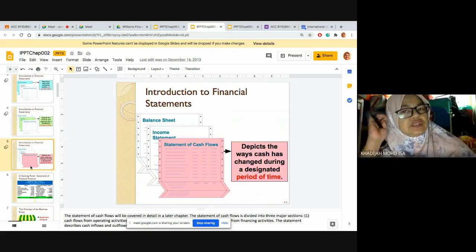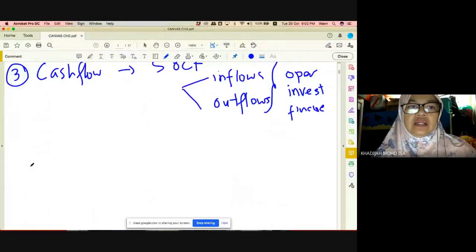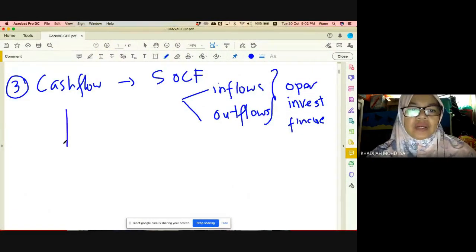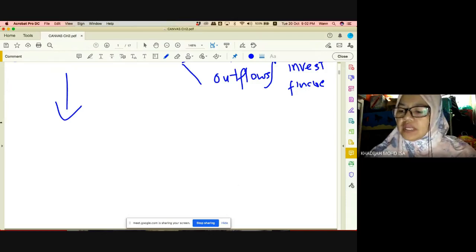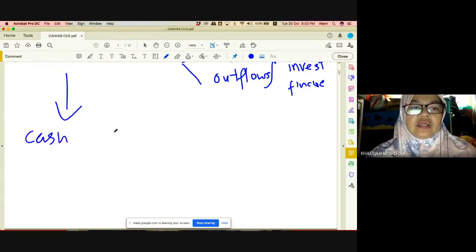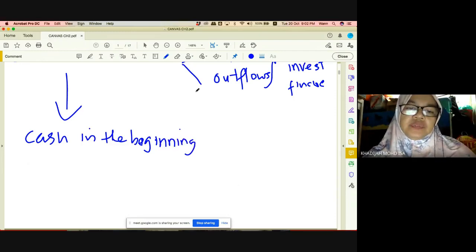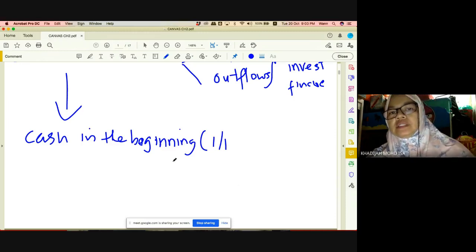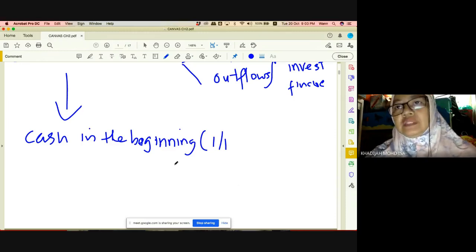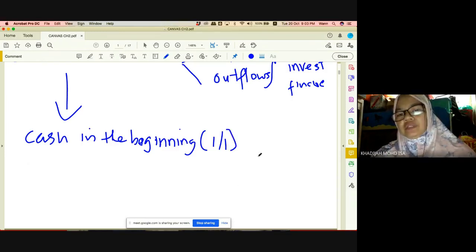So that's why later, whenever you have the cash flow, I'll just show you here. When talking about cash flow, you're going to see what your cash is at the beginning of the year. We call it cash in the beginning. Normally when we talk about a year period, your beginning is always 1st of January, because we always assume that your company closes accounts on 31st of December of each year. So your beginning will always be 1st of January.